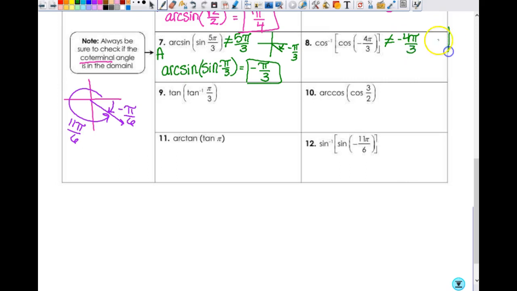Negative 4 pi thirds is going to go from here. This is 3 pi thirds. 4 pi thirds is like here somewhere. Okay. So instead of negative 4 pi thirds, since it's in the second quadrant, what's your second quadrant pi thirds angle? 2 pi thirds. Okay, so we know then that the cosine inverse of the cosine of 2 pi thirds, that fits between the 0 and pi, right? Since that fits between the 0 and pi, I've got 2 pi thirds as my answer.